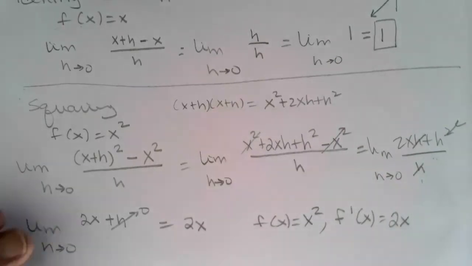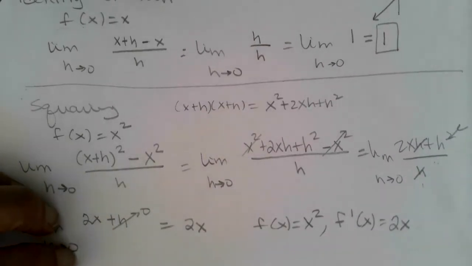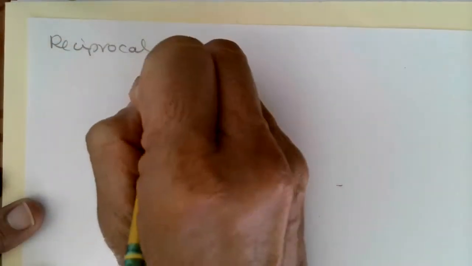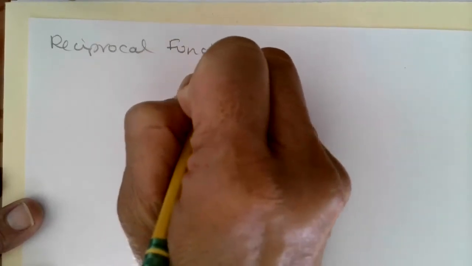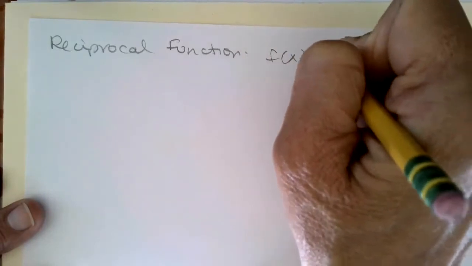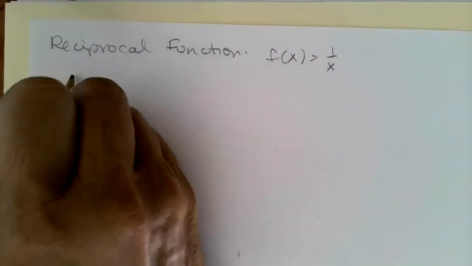Okay, I'm going to grab a new sheet of paper. Let's skip cubing because I'm going to do a more generic one here in a bit. Let's go ahead and do the reciprocal function. So the reciprocal function, f of x equals 1 over x. So again, we're trying to find its derivative.